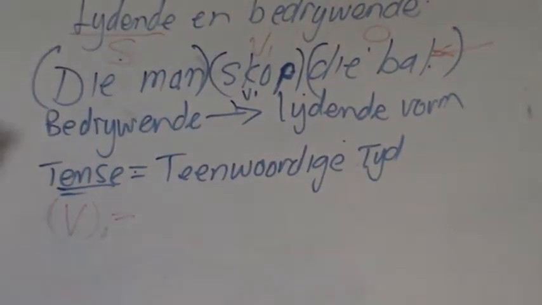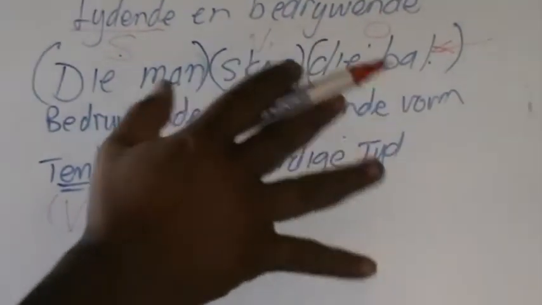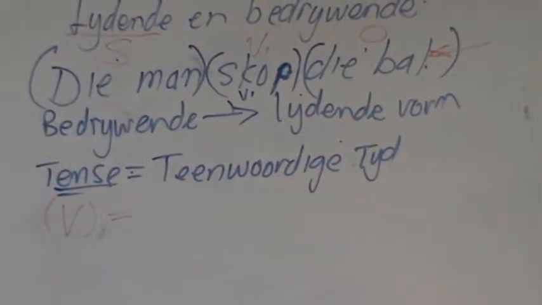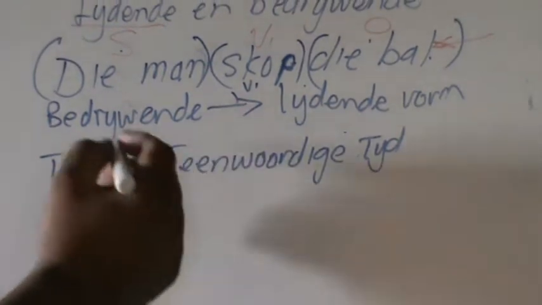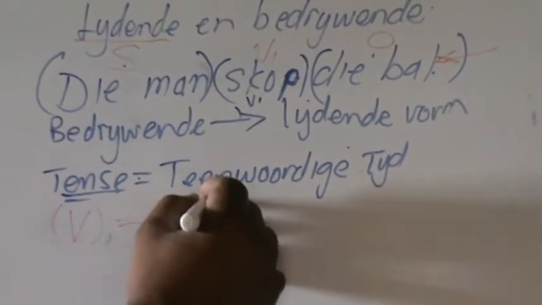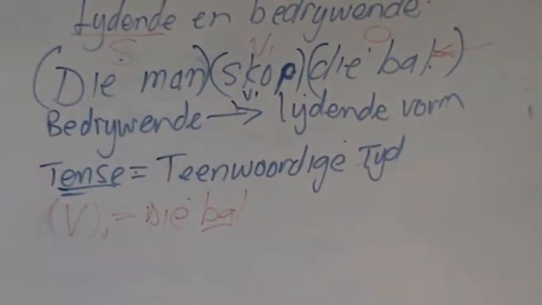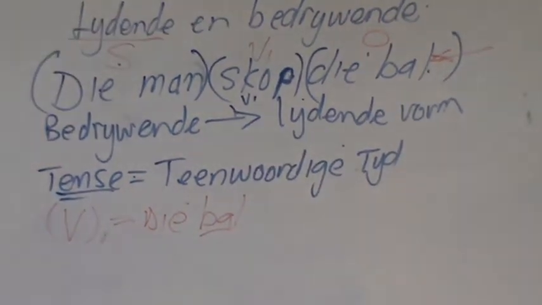We have no manner. We don't know how he's kicking the ball. He's kicking it hard or so. There's no manner there, right? He's just saying that he's kicking the ball. Right? So here we know that our object is the ball, right? That is our object. The ball is our object.